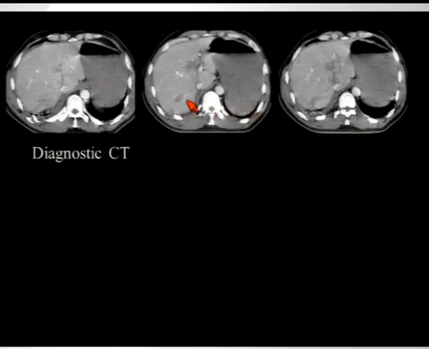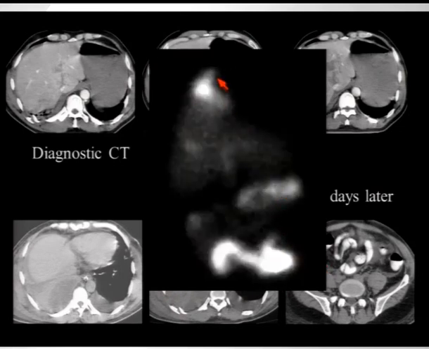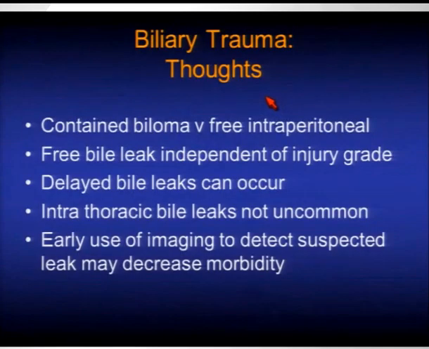Similarly, another patient here with multiple small liver lacerations and hematomas. 6 days later, the patient got significantly unwell, and you can see much increased fluid here tracking down into the paracolic gutter. This patient also had a bile leak, which extended up through the dome of the diaphragm into the chest as well. So a few thoughts on biliary injuries.